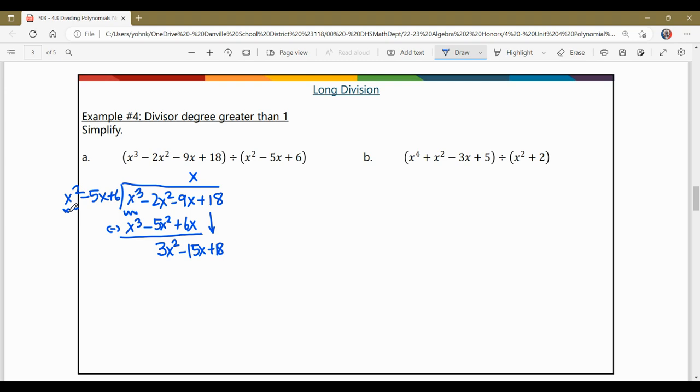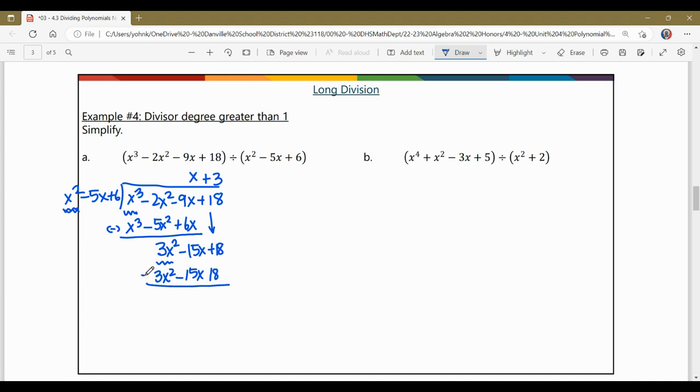Now see how many times x squared goes into 3x squared. The answer is 3 times. Distribute. 3 times x squared is 3x squared. 3 times negative 5x is negative 15x. 3 times 6 is 18.